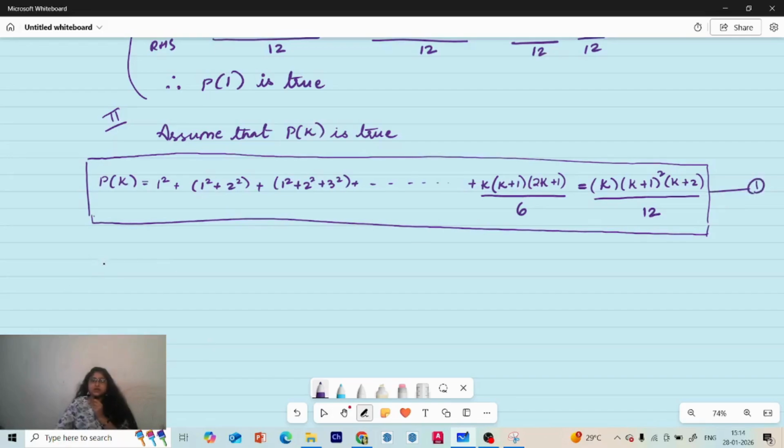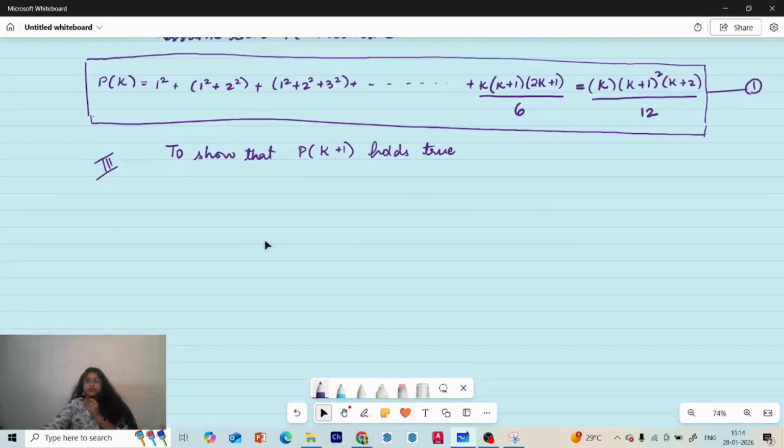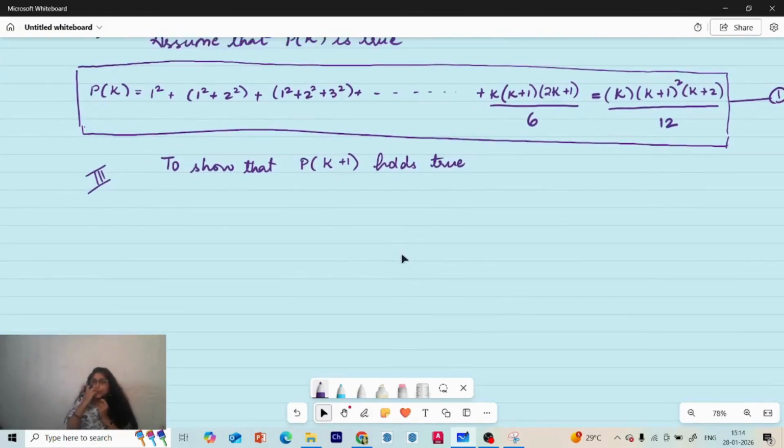Okay, now the third part of the problem, basically it is to show that P of K plus 1 holds true. So if P of K plus 1 holds true, this statement is true for all values of n. Okay, to show that P of K plus 1 holds true, what will we do? Consider LHS.